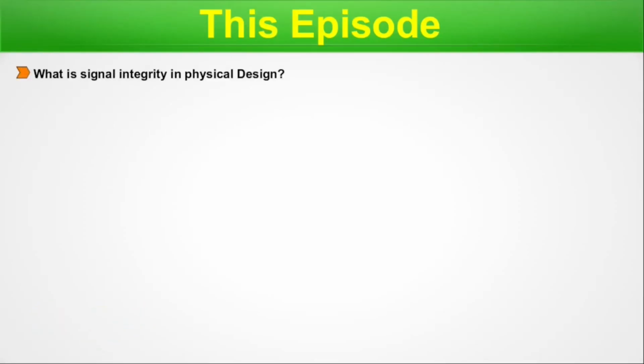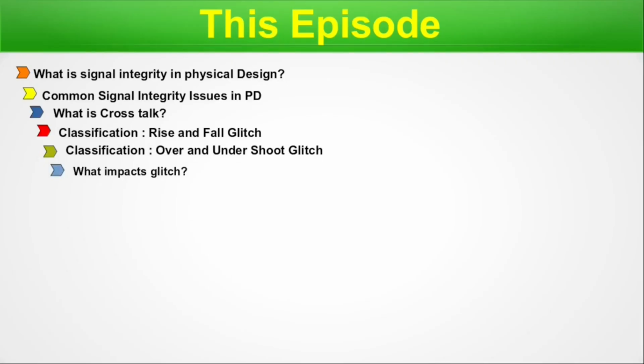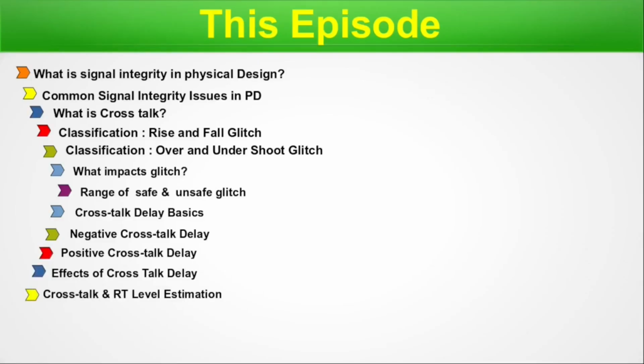Now let's take a look at the pointers we are going to discuss in today's episode. First, what is signal integrity in physical design? Second, common signal integrity issues in PD. Third, what is crosstalk? Next, classification: rise and fall glitch. Then classification: over and undershoot glitch. Next, what impacts glitch? Range of safe and unsafe glitch, crosstalk delay basics, negative crosstalk delay, then positive crosstalk delay, effects of crosstalk delay, crosstalk and RT level estimation, and finally mitigation methods of crosstalk. So let's move to the first slide.